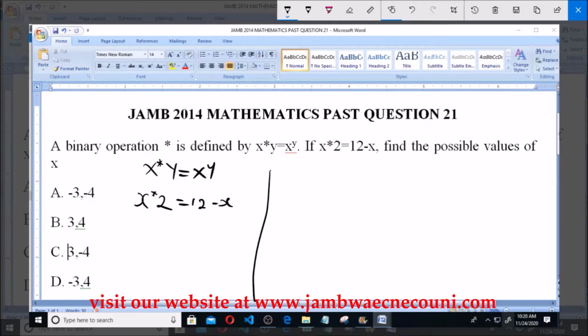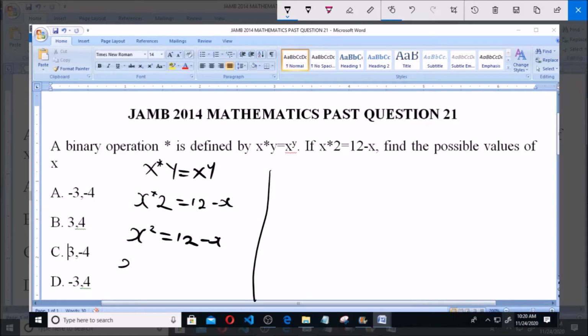Now x asterisk 2 from this binary function is x raised to the power of 2 is equal to 12 minus x. So from here we'll have that x squared plus x minus 12 is equal to 0. Now we've gotten what? A quadratic equation. Now factorizing this quadratic equation, we have x squared minus 3x plus 4x minus 12 equals 0.